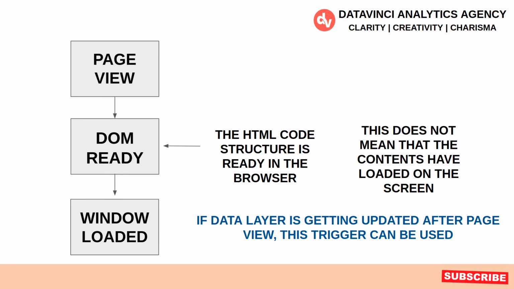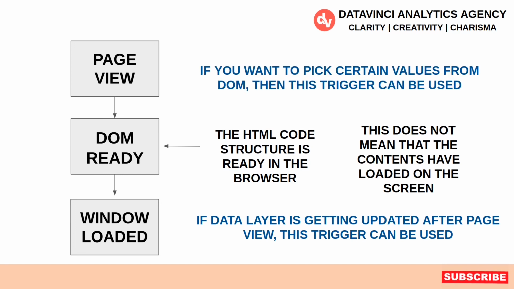So if the data layer is getting updated after the page view, this trigger can be used to extract those extra values which were not available when the page view trigger took place, but are available with the DOM ready. Another use case is that if you want to pick certain values from the DOM, the code structure which is there now with you, then this trigger can be used. So if there are certain values which were not available with the page view and you need specifically from the DOM, then you can use the DOM ready trigger.